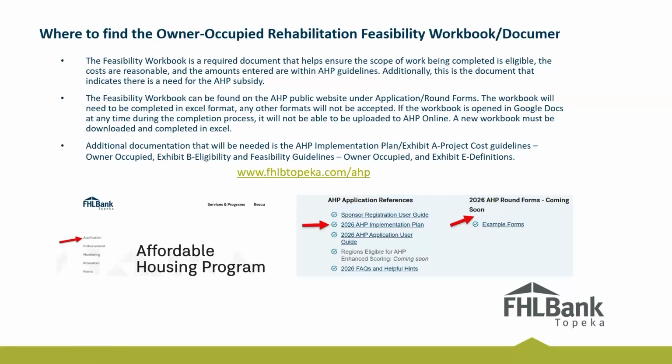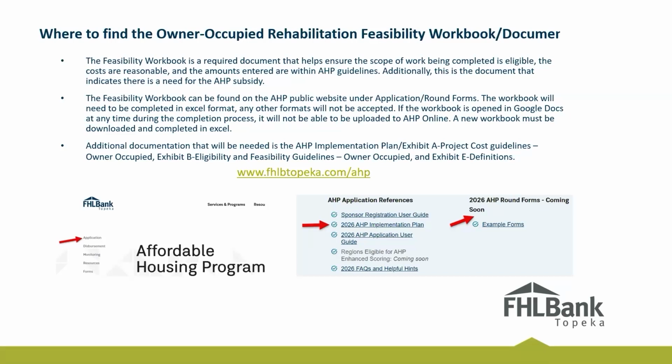Let's get started. The feasibility workbook is a required document that helps ensure the scope of work being completed is eligible, the costs are reasonable, and the amounts entered are within AHP guidelines. Additionally, this is the document that indicates there is a need for the AHP subsidy.